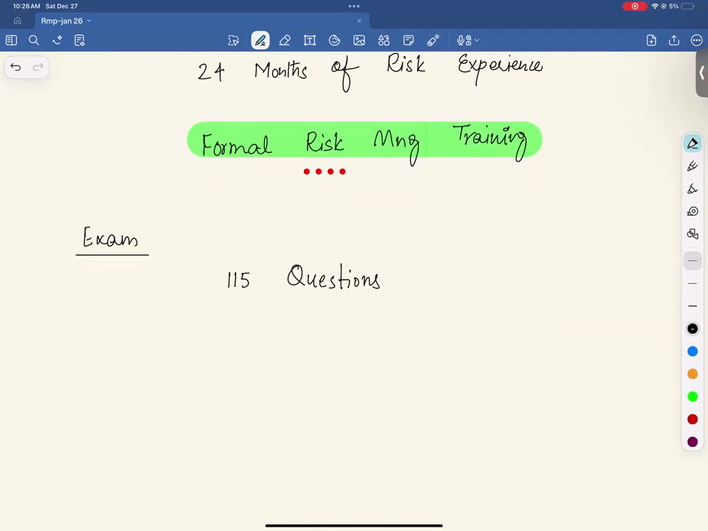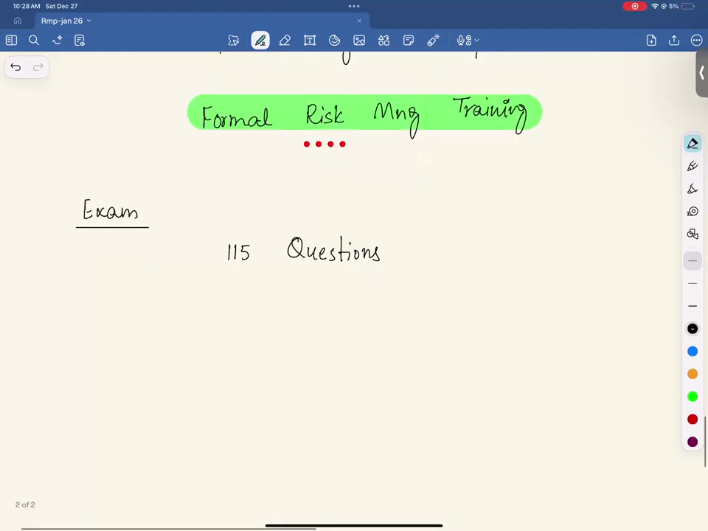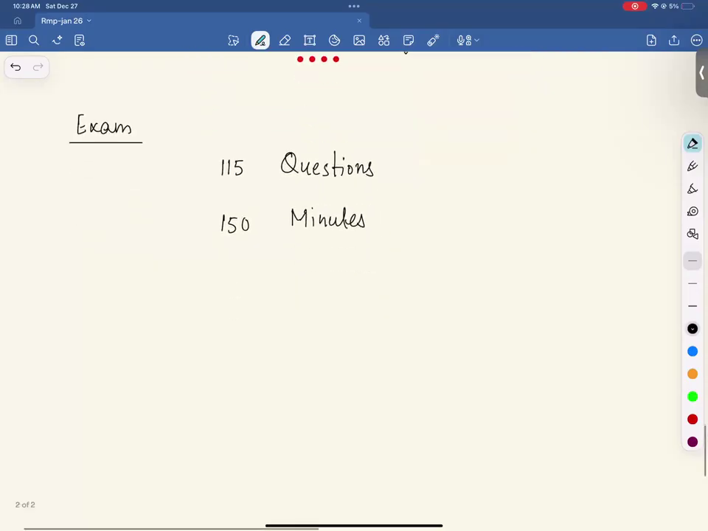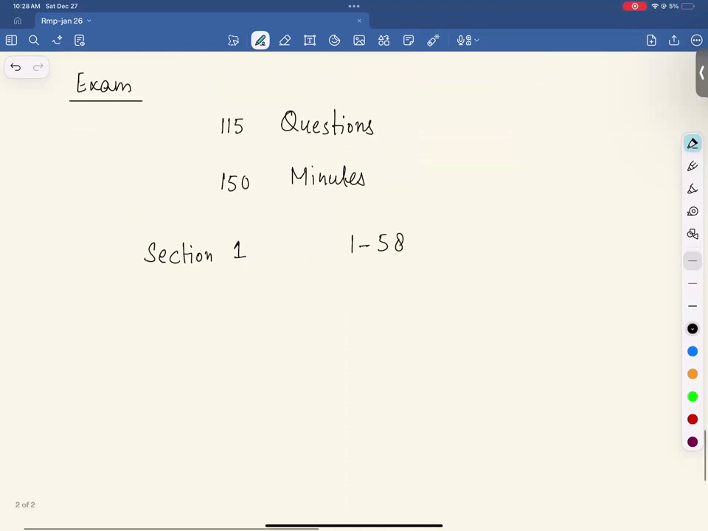115 questions. And in order to respond to these 115 questions, you will have 150 minutes, 2 hours and 30 minutes. Okay, 150 minutes. Your exam is divided into two sections, right? So first you will have section 1. In section 1 you will have the first 58 questions.